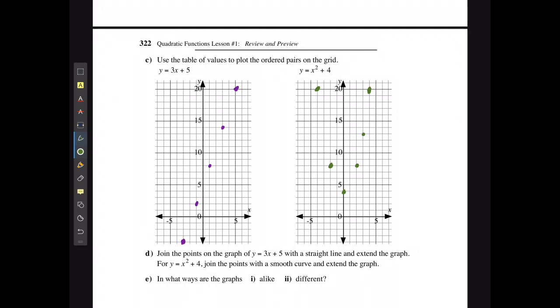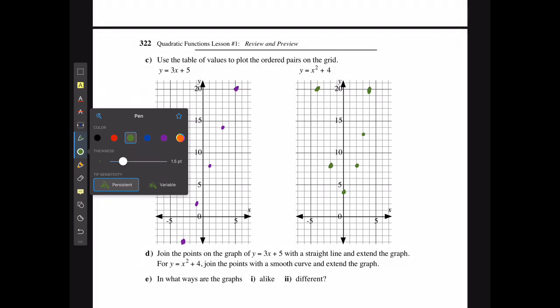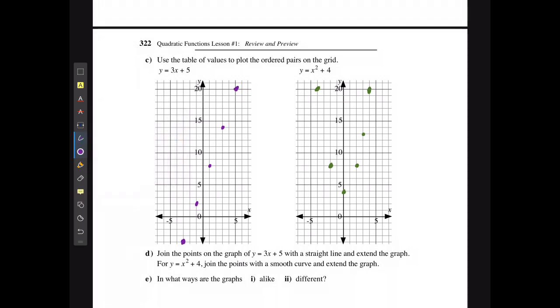When I'm connecting these points, I can see that the first one creates a straight line, and the second one creates this curved line.